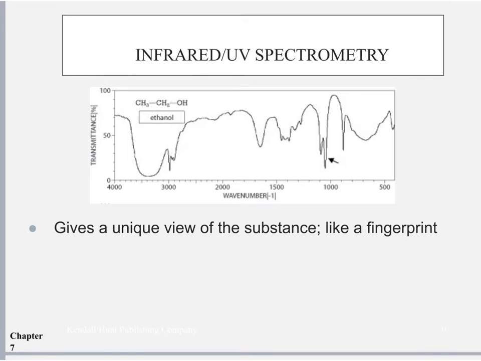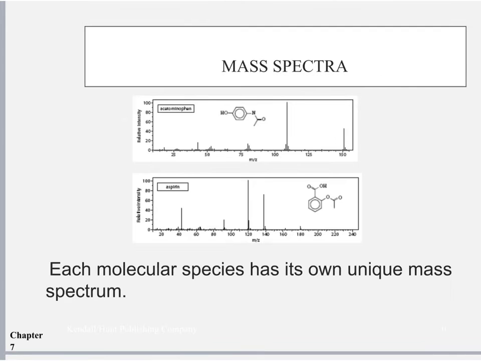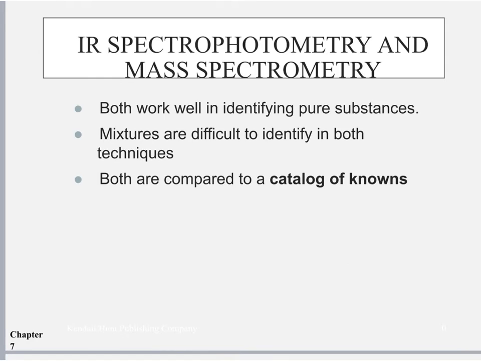Now, the nice thing is you would never have to memorize this, but you would have a big book of knowns. So you would put the substance into the machine and it would spit out this image. And then you would just match it up to other known substances. Same deal with mass spectra. You see different peaks for each of the different functional groups. Each chemical substance will have its own unique mass spectra. So again, you would just have a nice solid book of knowns, and you would get the printout and run that test and then compare it to that known.